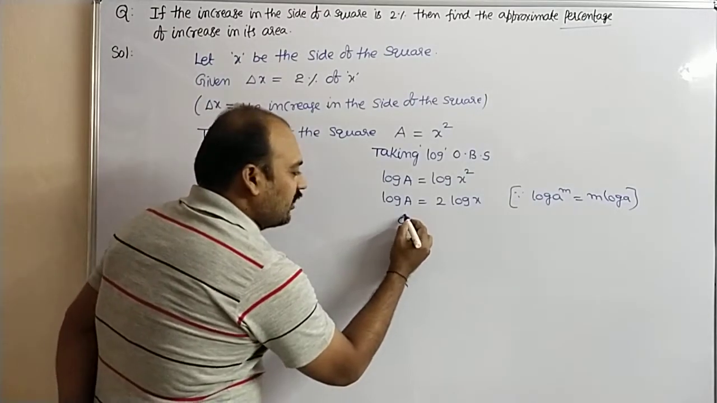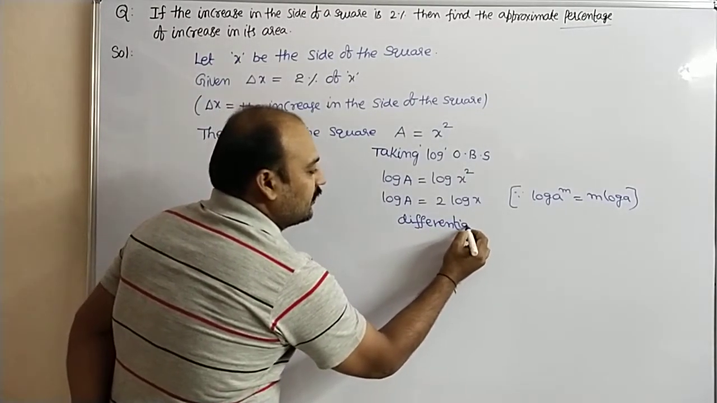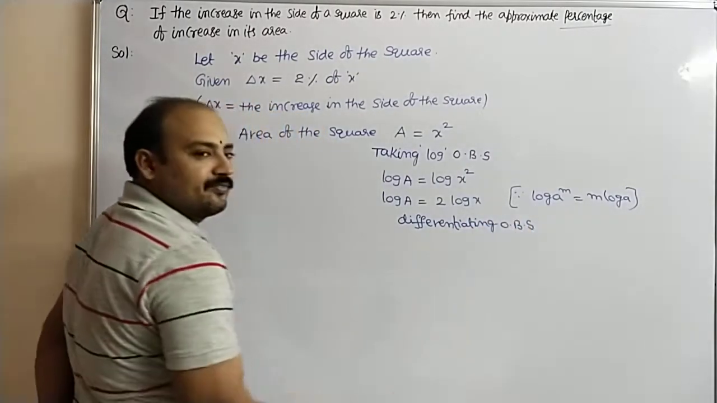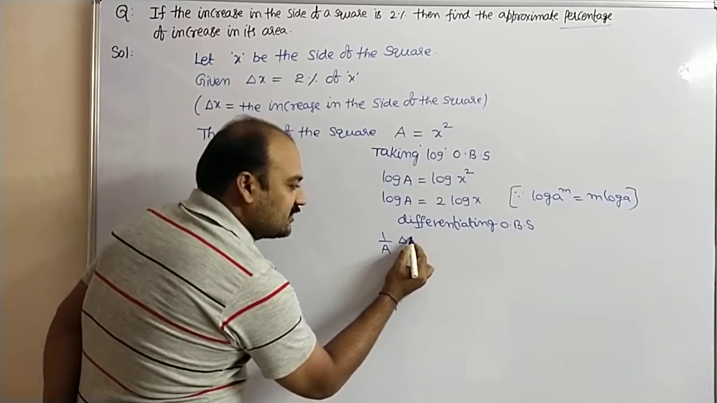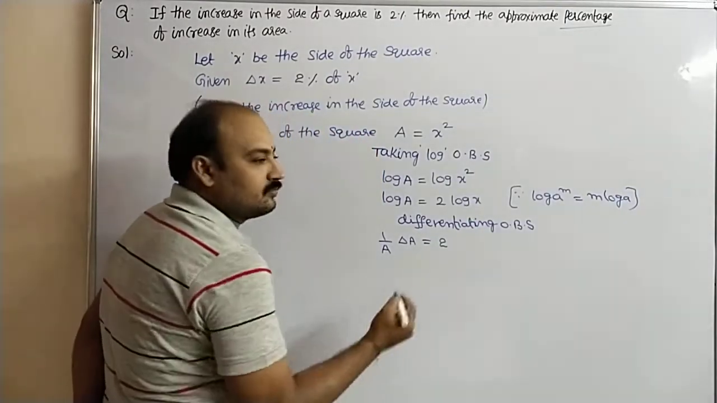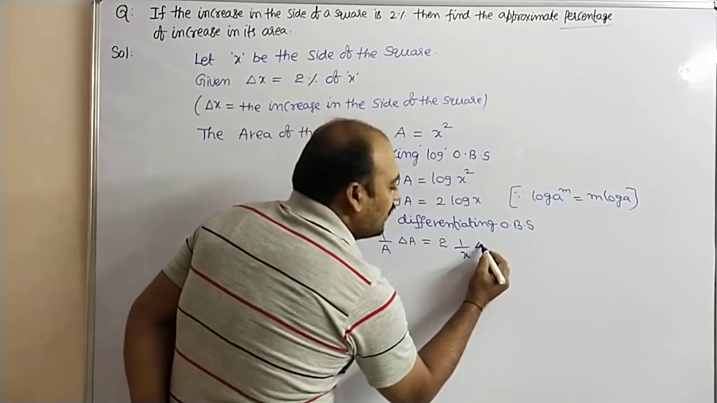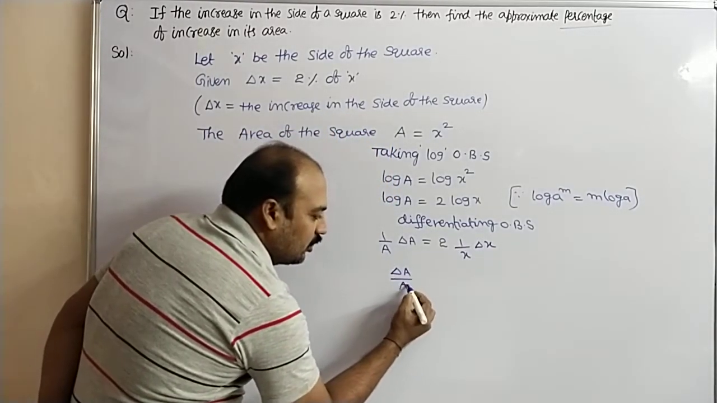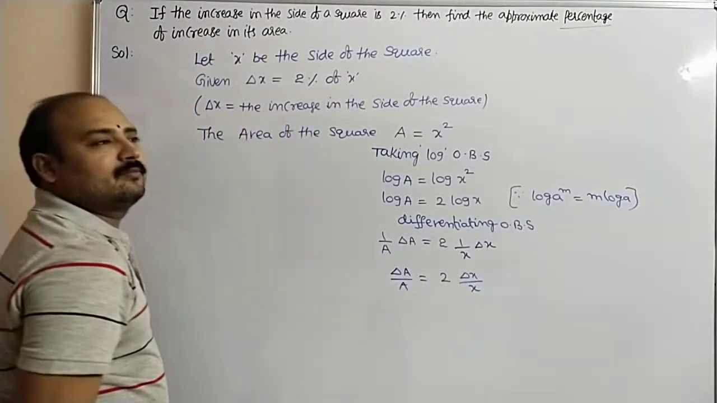Now differentiating on both sides. So log A derivative is 1 by A. Again A derivative is delta A, equal to 2 times log x. Log x derivative is 1 by x. Again x derivative is delta x. So delta A by A equal to 2 into delta x by x.